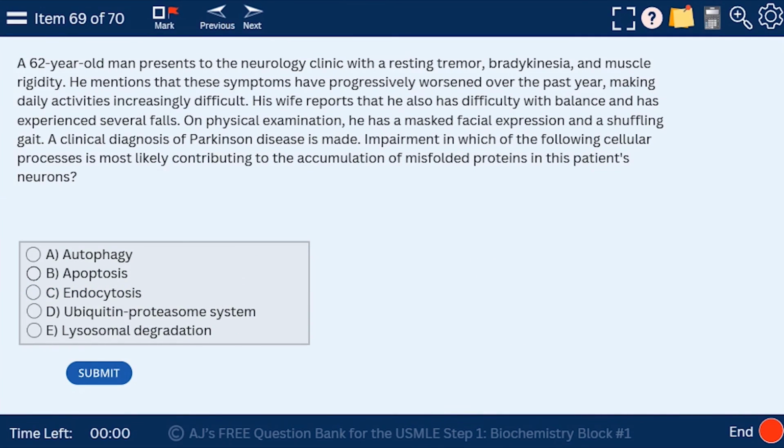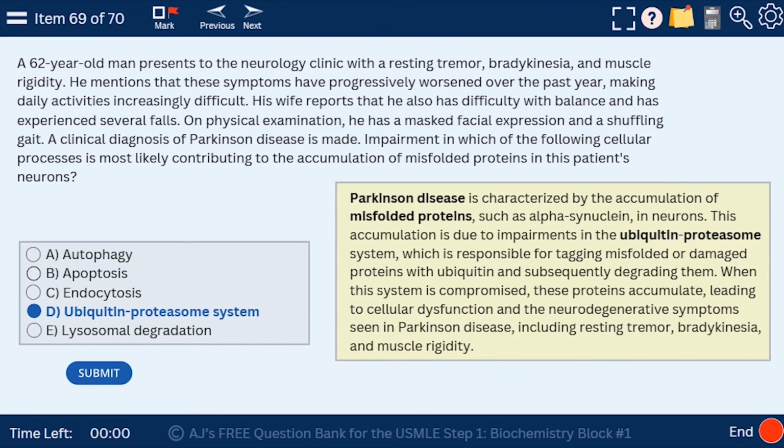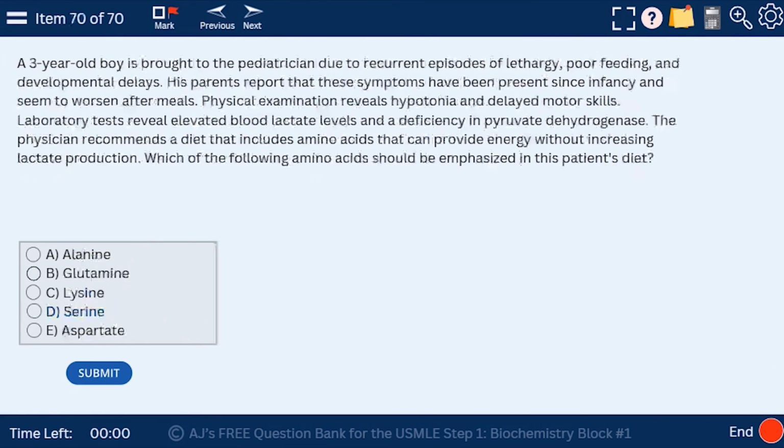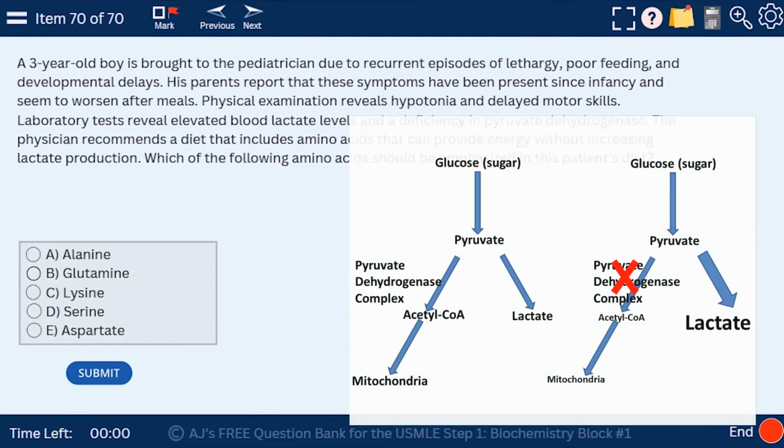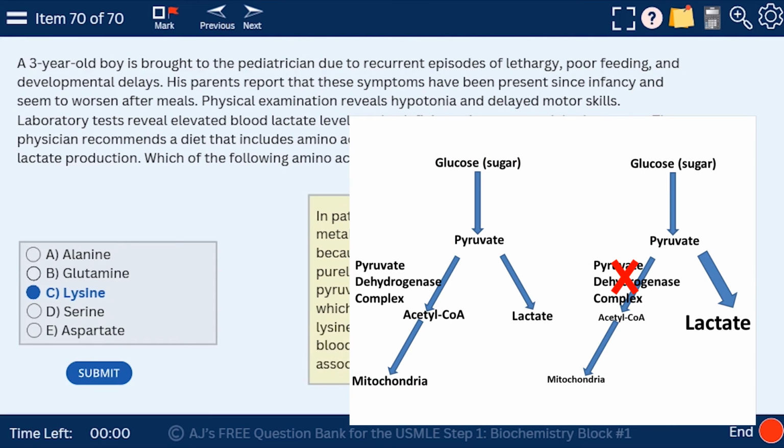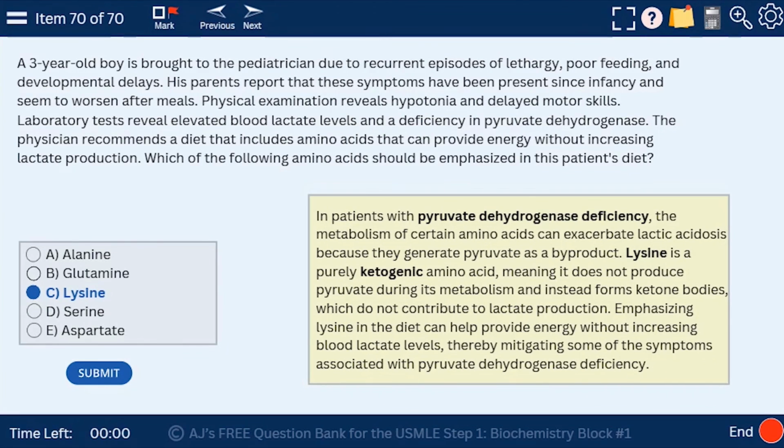Question 69, misfolded proteins in this man with Parkinson's disease. That's due to a disruption in the ubiquitin proteasome system, leading to this buildup of misfolded proteins. And question 70, in patients with pyruvate dehydrogenase deficiency, these patients need lysine, a purely ketogenic amino acid. So if these patients take lysine, or they have lysine in their diet, it can help provide energy without increasing the blood lactate levels. And this mitigates some of the symptoms associated with pyruvate dehydrogenase deficiency.